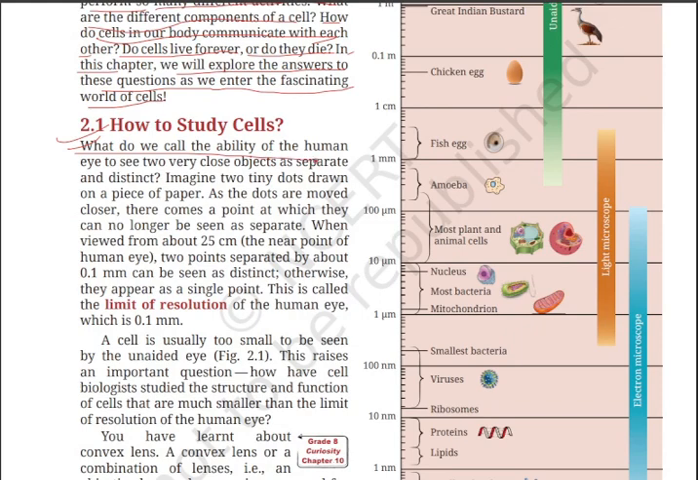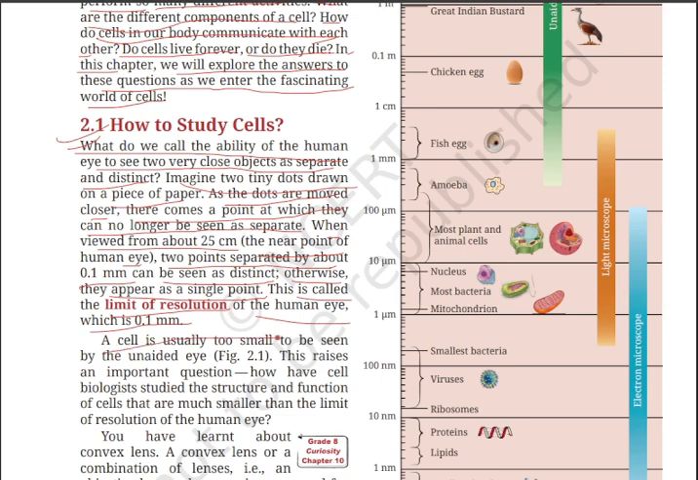What do we call the ability of the human eye to see two objects very close as separate and distinct? Imagine two tiny dots drawn on a piece of paper. As the dots are moved closer, there comes a point at which they can no longer be seen as separate. When viewed from 25 centimeter, that is called the near point of human eye, 2 points separated by 0.1 mm can be seen as distinct. Otherwise, they appear as a single point. This is called the limit of resolution of the human eye, which is 0.1 mm.